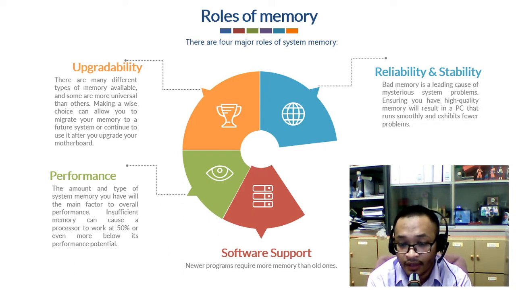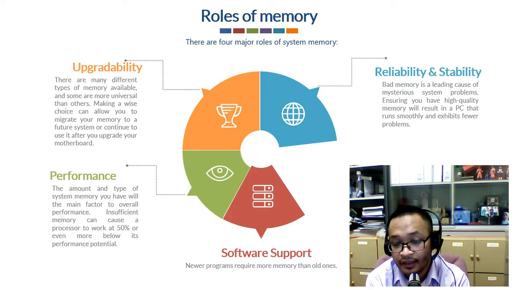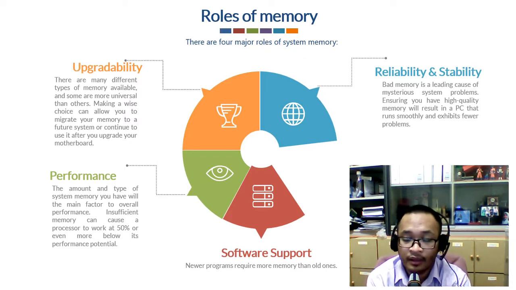If your system runs low on system memory, the CPU needs to wait for the system memory. For example, let's say the CPU has processed one instruction, and then the CPU will put the result of the instruction on the system memory.